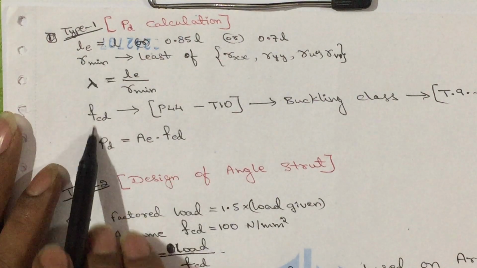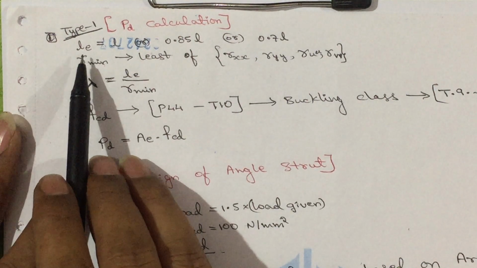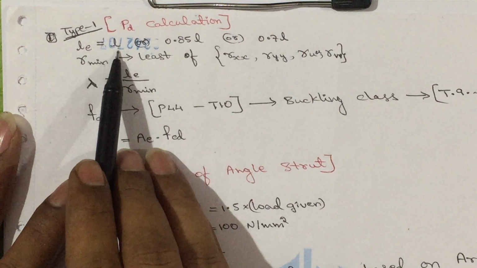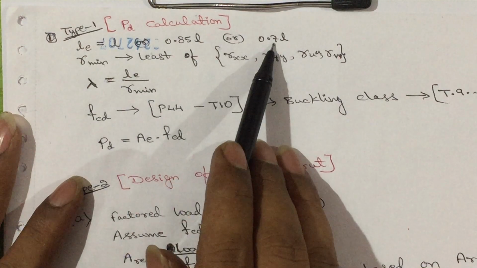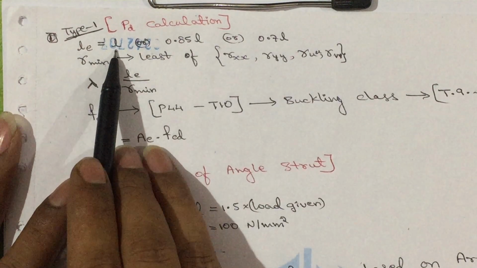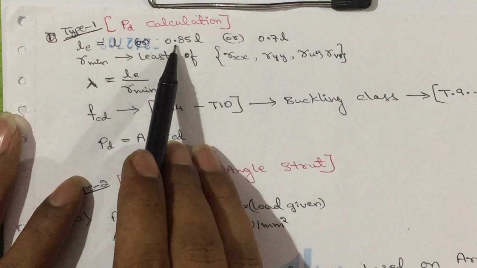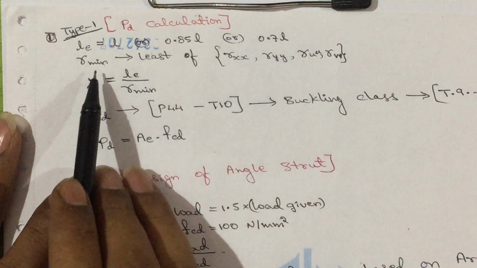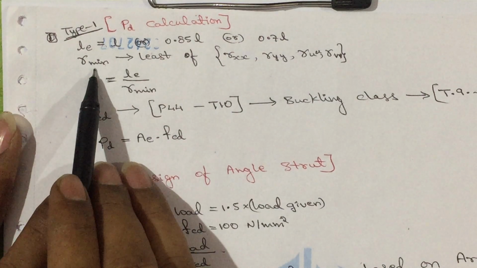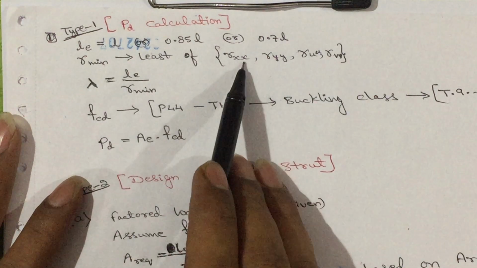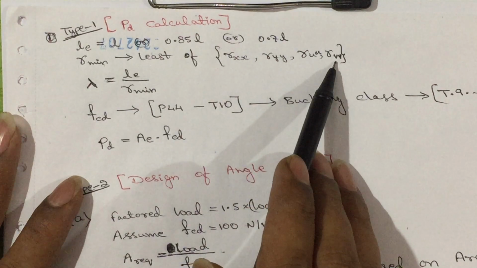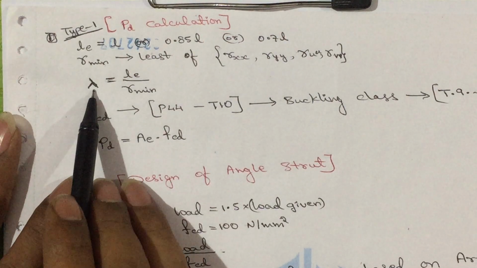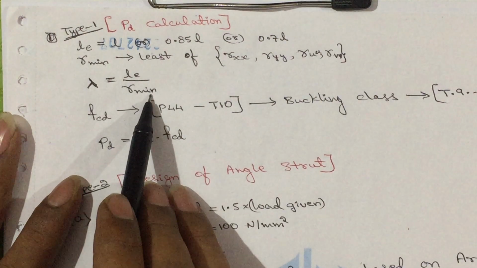Type 1 problems, the procedure remains like this: first we need to determine effective length. LE is equal to L or 0.85 L or 0.7 L. If it is single bolted, L. If it is multiple bolted, 0.85 L. If it is welded connection, 0.7 into L. Then minimum radius of gyration, that is R minimum. It is the least of RXX, RYY, RUU, RVV. These are the values we are going to get from the steel table. Then lambda is equal to LE by R minimum.